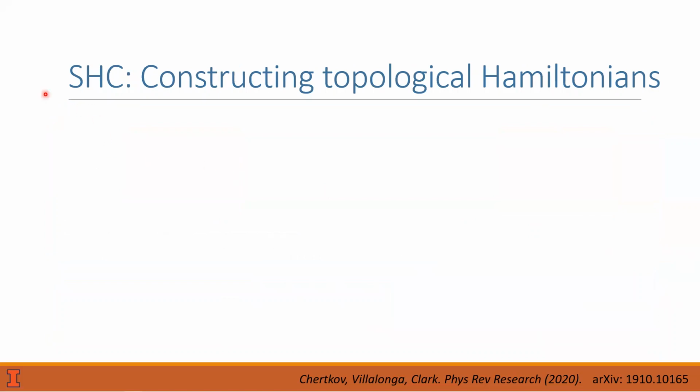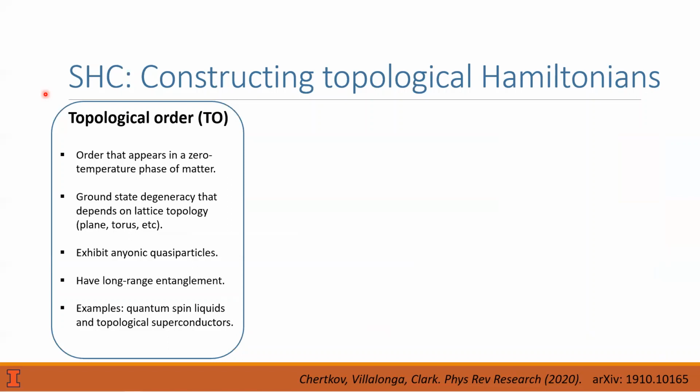Okay. But one interesting thing that we did with this symmetric Hamiltonian construction method is we found Hamiltonians with certain topological properties. So let me give a brief overview of how that worked. Topological order is a type of quantum order that exists in zero temperature phases of matter. It has a number of signatures. Topologically ordered systems have a ground state degeneracy that depends on the topology of the lattice. For example, if it's just a plane or it's wrapped into a torus or something else, the ground state degeneracy changes. The number of degenerate ground states is different.